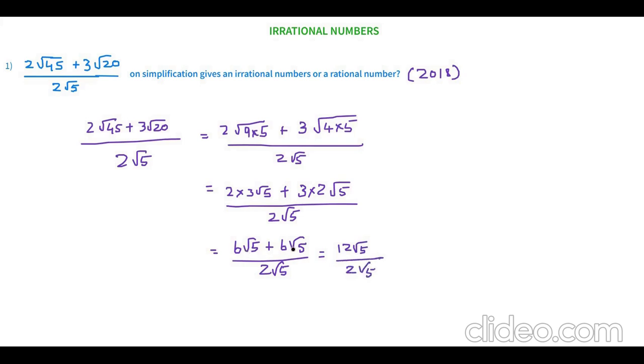Whenever we have 6 root 5 and 6 root 5, we will add the whole numbers. We will not add the root. Root will be as such, root 5. Now when we simplify this, we can cross out root 5 and root 5, 2 can be crossed out as 1, and 12 can be crossed out as 6. So our answer is 6. Is 6 a rational number or an irrational number? Yes, it is a rational number. So the answer is a rational number. Isn't it easy? We just need to simplify this and then find out whether it is a rational or irrational number.